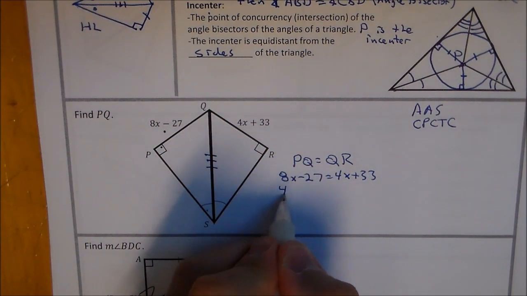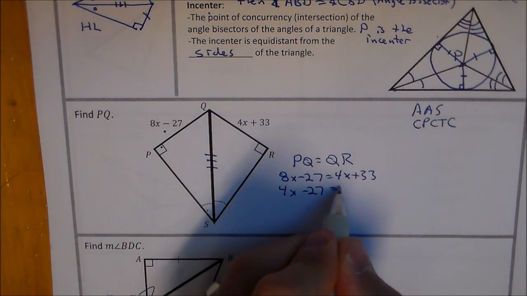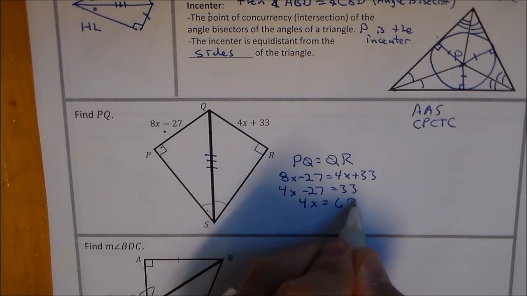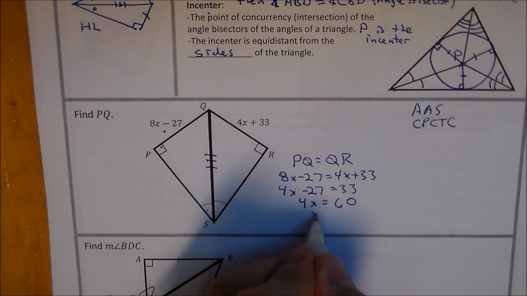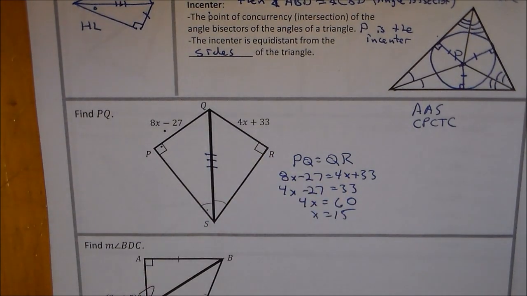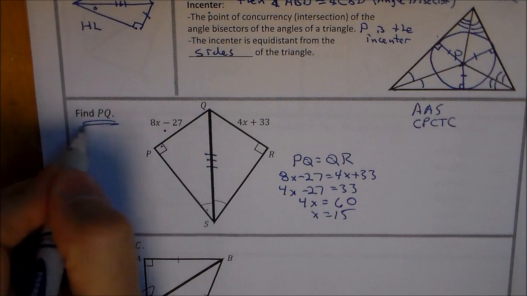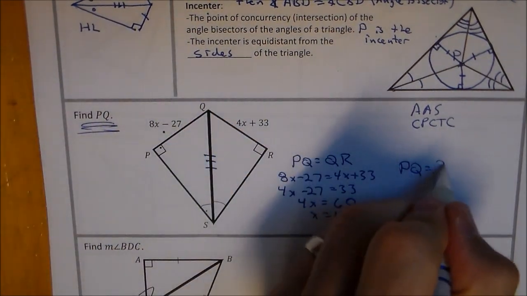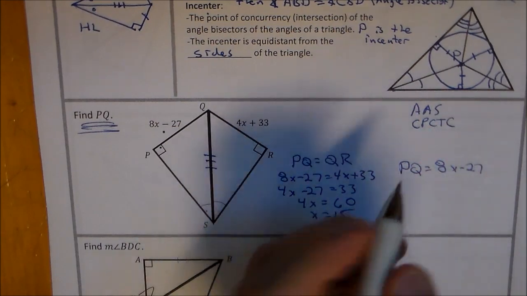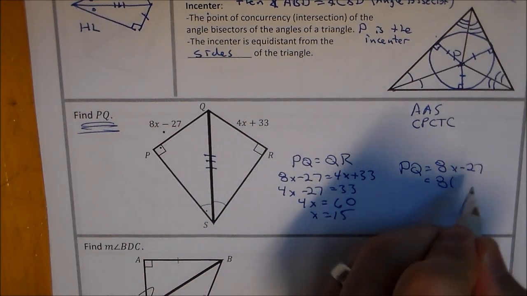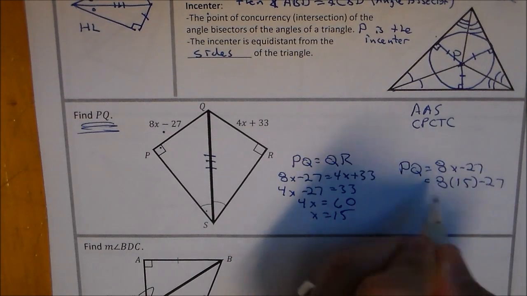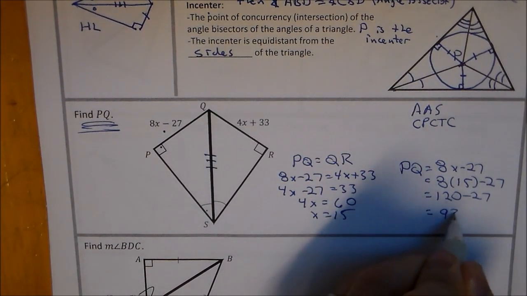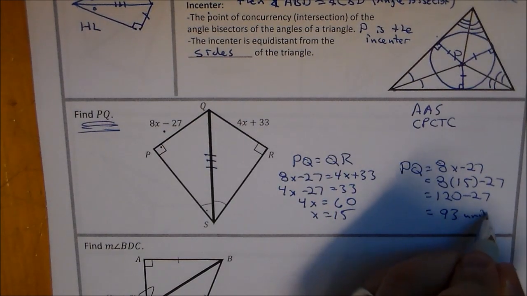We subtract 4x to the other side, we get 4x minus 27 equals 33. We add 27 to the other side and we get 4x equals 60. And we then arrive to x being 15. That is not what it's asking for though. It wants PQ. So we're going to substitute back into PQ, which is 8x minus 27, or 8 times 15 minus 27, and we get 120 minus 27, which gives us 93 units for PQ.